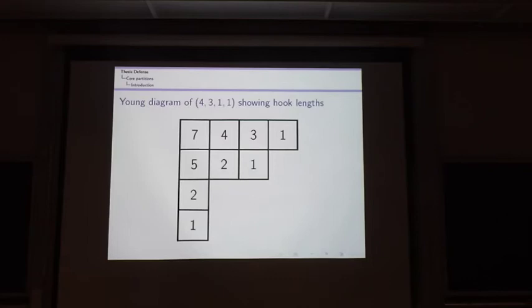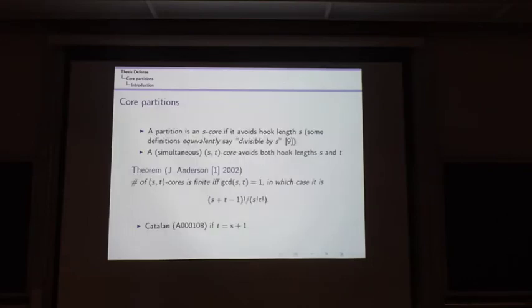And now this lets us define what I want to talk about in my thesis, which is core partitions. So an S-core partition means that your Young diagram avoids hook lengths of size S. Okay? So when you do your Young diagram, S does not appear as any of the hook lengths. And then an S,T-core means that neither S nor T appear as hook lengths. Sometimes we call it a simultaneous core.